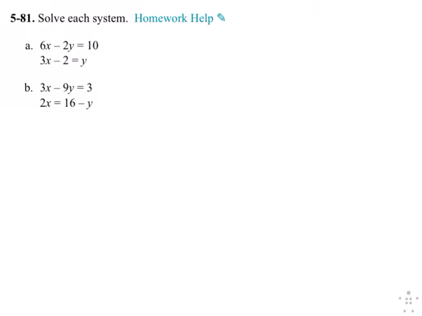Okay, 81, they want to solve the systems of equations, so let's do A first. Let's use substitution, right? Because I have this solved for y, so I'll just substitute that in for y right there. So I have 6x minus 2 times y, but I'm going to substitute in 3x minus 2 equals 10.